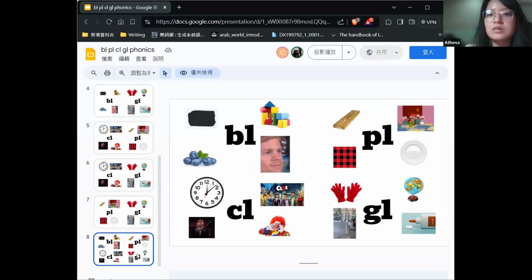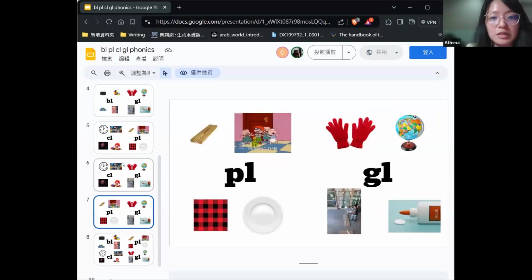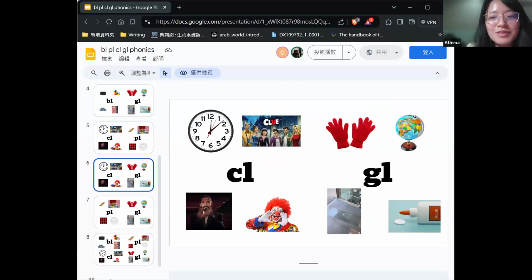And basically, this is very interesting, and that can help students recognize the differences between the sounds. Okay, good job. So we are going to wrap up the lesson this morning.